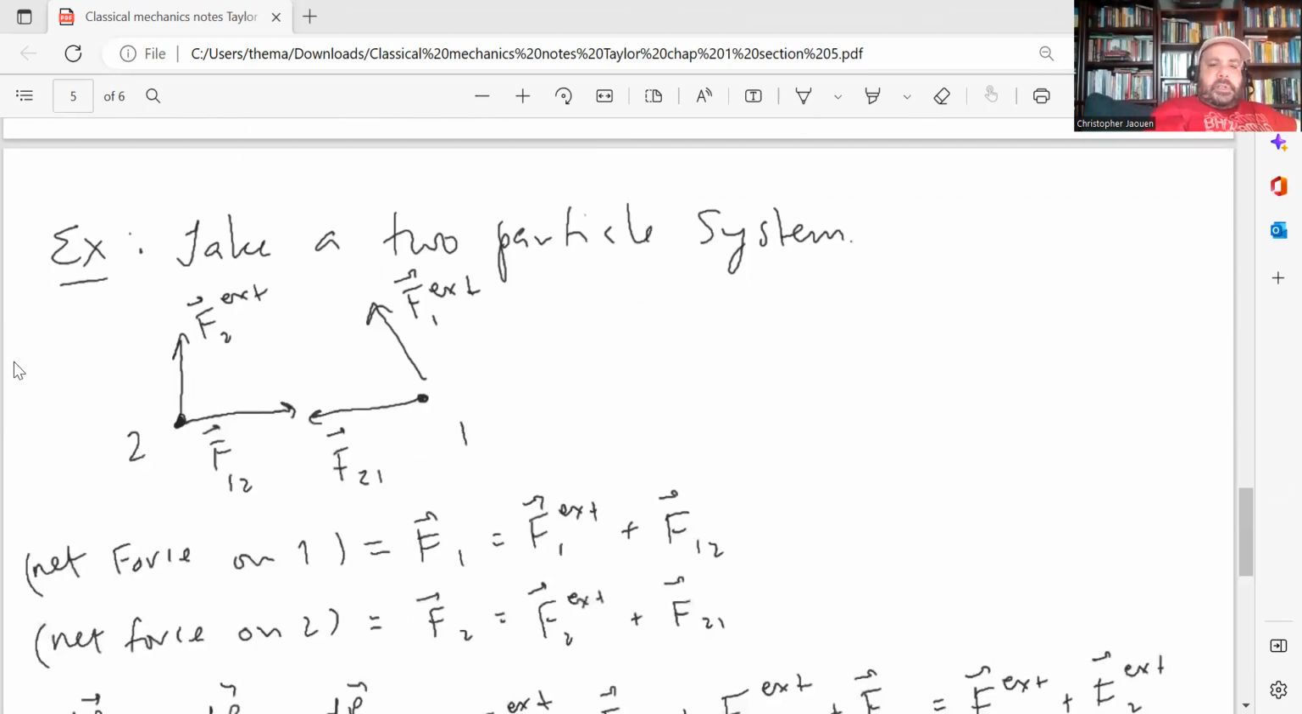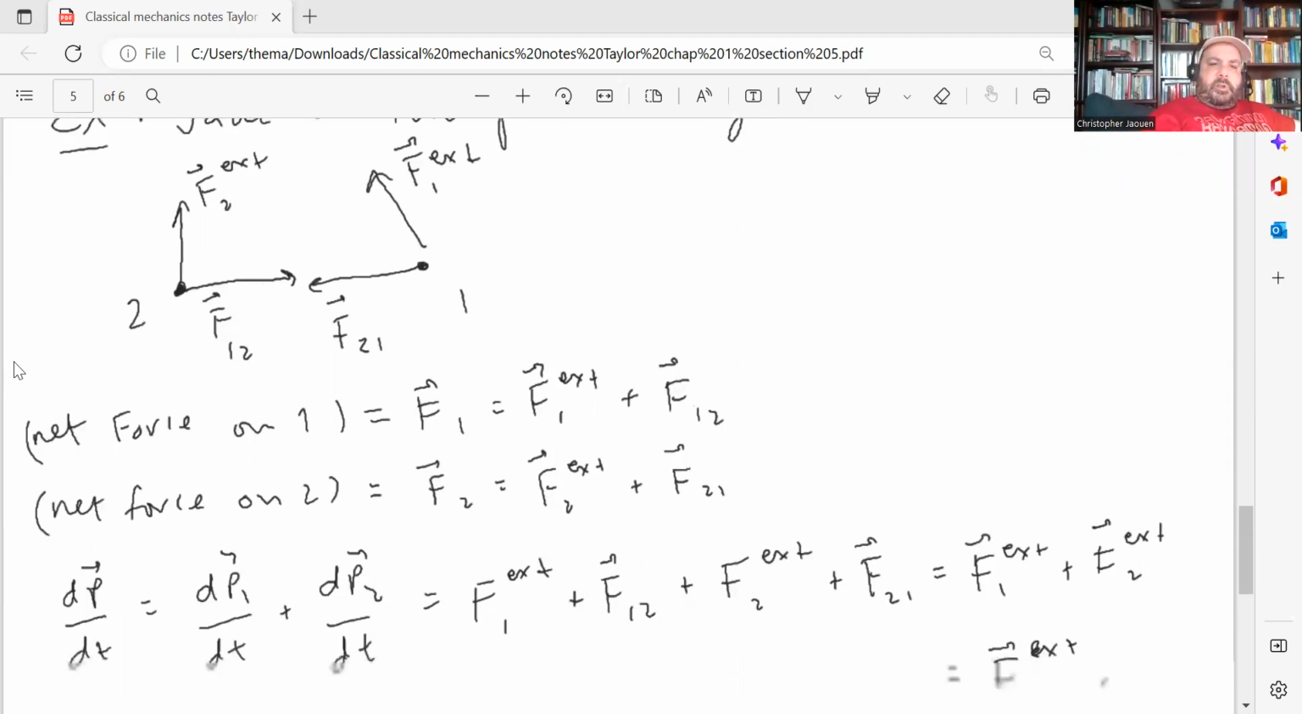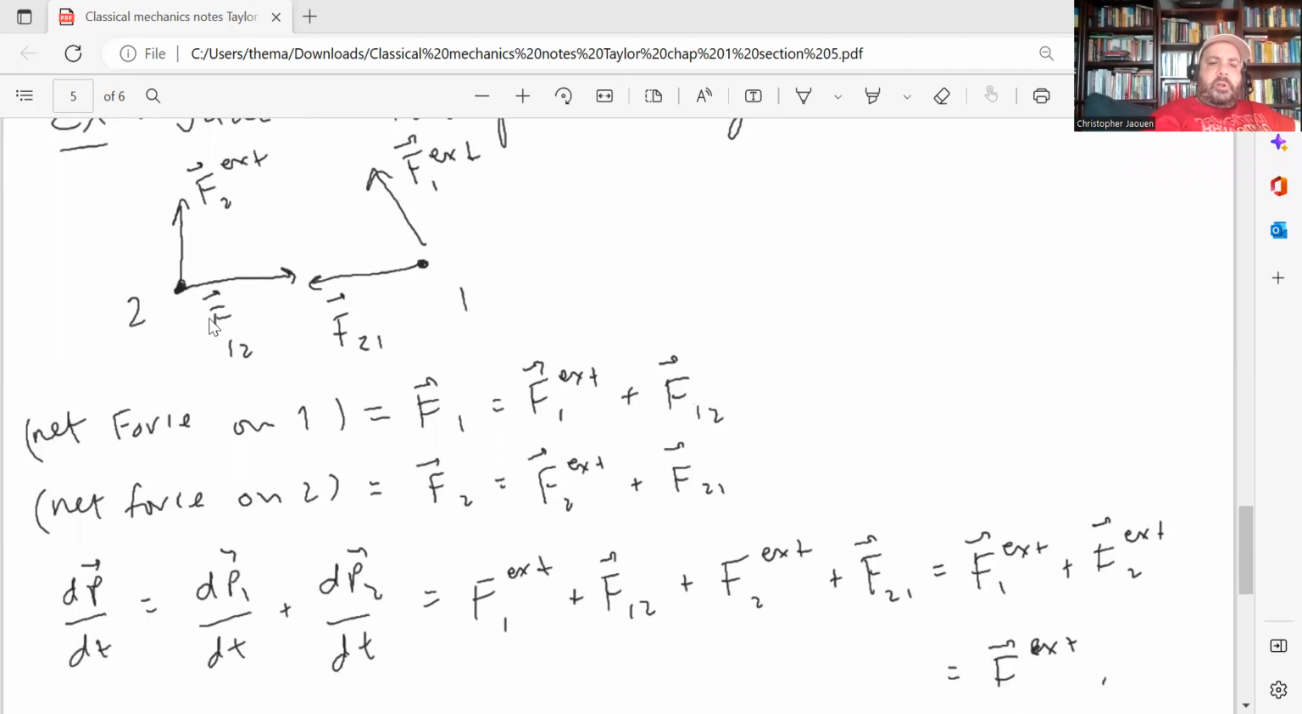And then he also does an example of a two-particle system where we show that. And actually in the exercises, I believe he asks you to do it for a three-particle system and a four-particle system as well. Just those specific cases, so you can get more of an intuition about what the proof that we just did is saying. All right, so if you take a two-particle system, say we have particle 1 and particle 2, then we have F21, we have F12, and then particle 2 has some possible external forces on it.